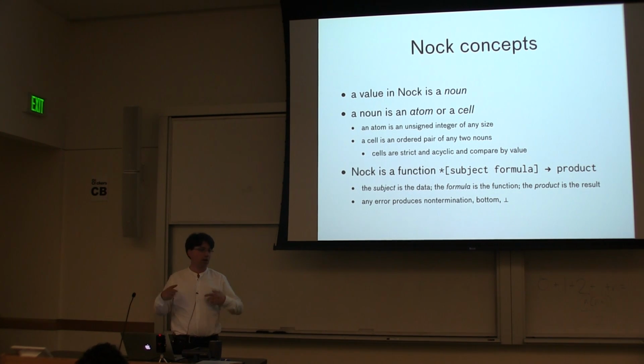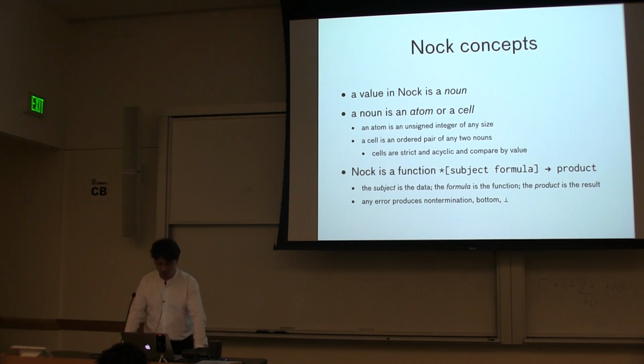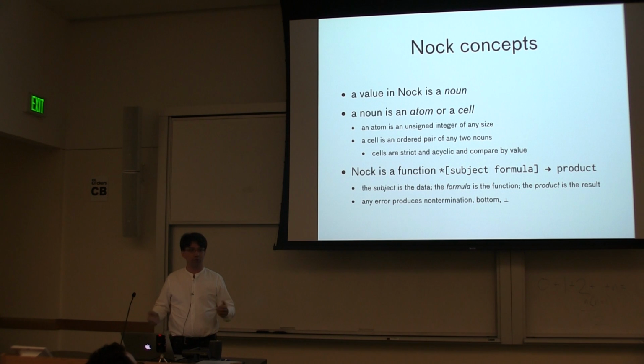An atom could be a number, it could be a string, it could be a network packet, it could be a giant file. It's a blob. But a blob as a number, not a blob and a number that says how long it is. A cell is an ordered pair of any two nouns. We don't do pointer comparison. This abstraction is completely semantically opaque.